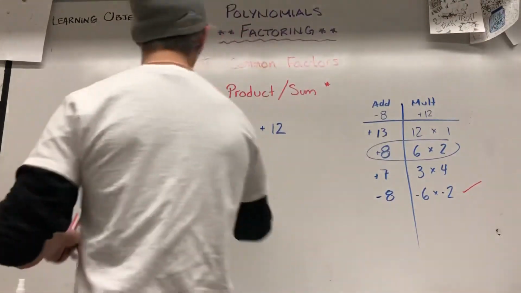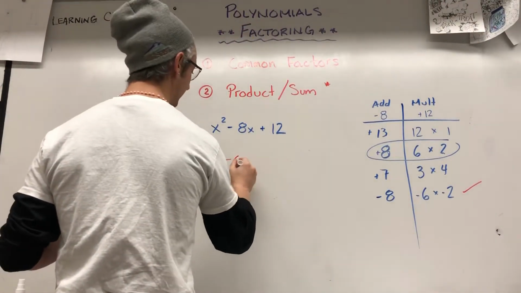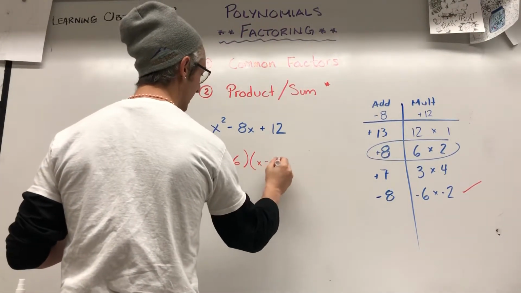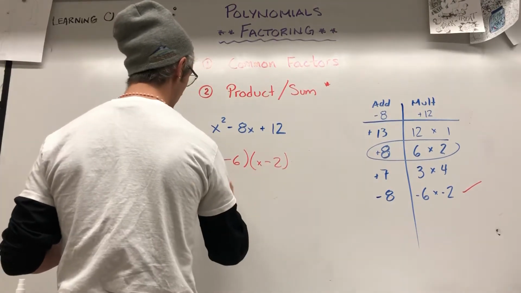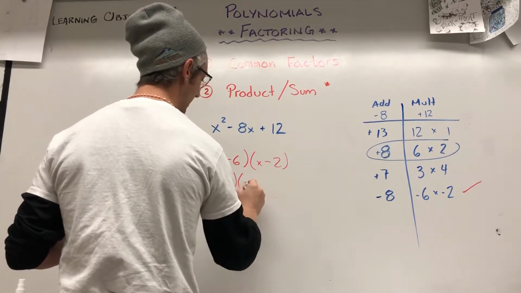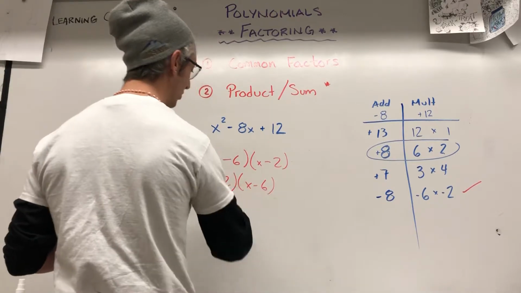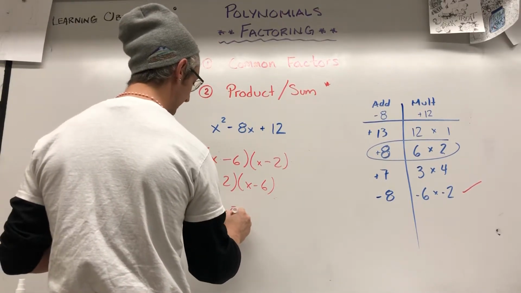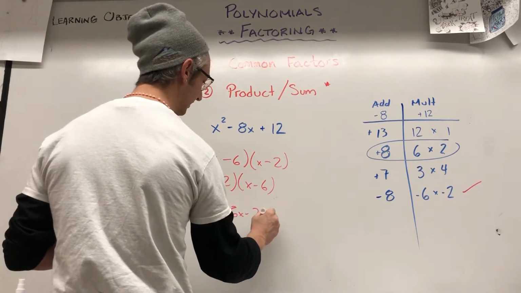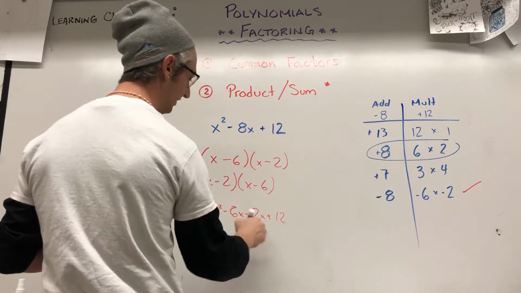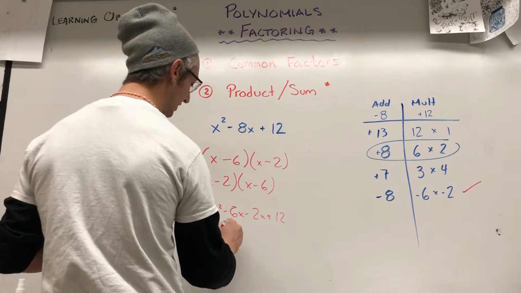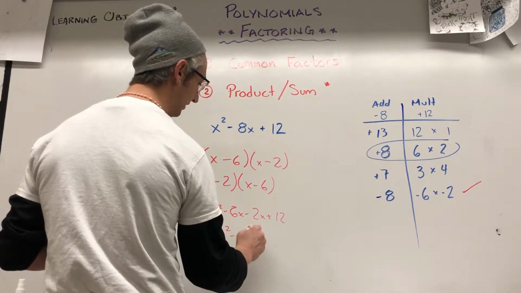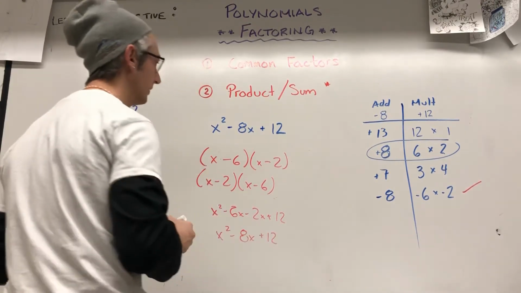Because in this case, when I write this out, I'll get x minus 6, x minus 2, or x minus 2, x minus 6. And when I go through and do the whole multiplication, I will get x squared minus 6x minus 2x plus 12. Negative 6, negative 2 is going to give me minus 8x plus 12.